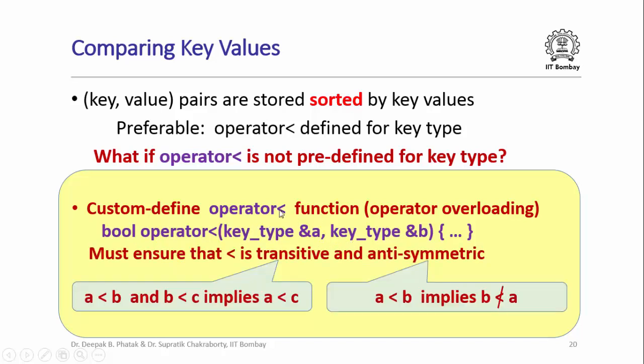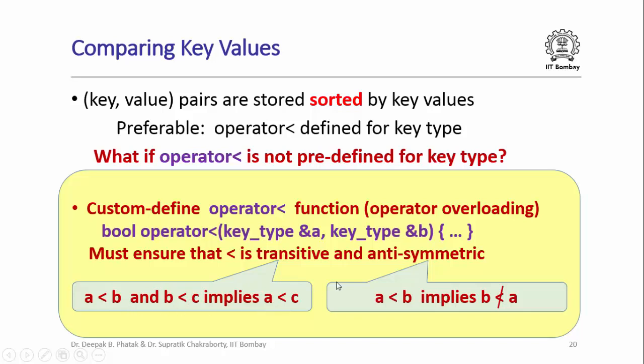There are certain properties that this less than ordering that we are defining through this operator must satisfy. For example, we must ensure that this ordering is transitive and antisymmetric. What does transitive mean? It means if an object A is less than object B, if the object B is also less than object C, then the object A must be less than object C.